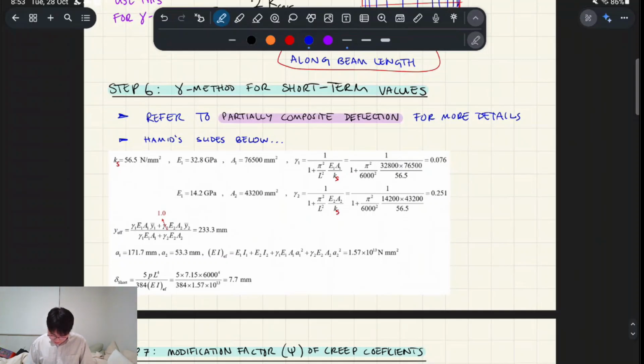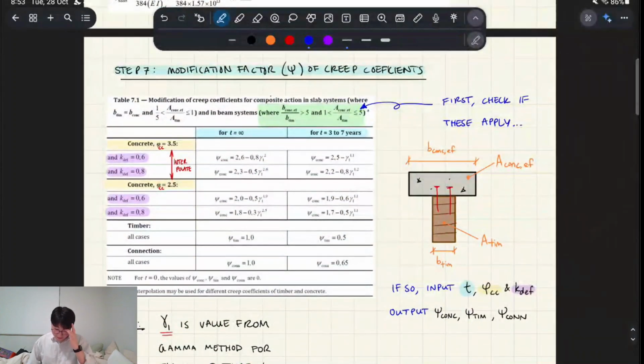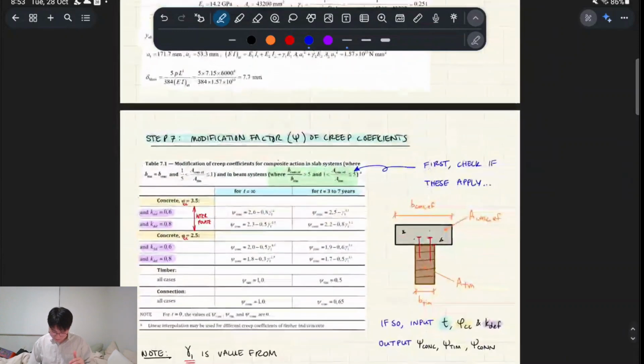Gamma method for short-term values. Okay, so you apply the gamma method, which we talked about before. You can go up to this chapter of my notes, talking about the partially composite deflection, to rerun over the gamma method. And next step, and so that's just to find the short-term deflection, right? Yeah, that's to find the short-term deflection.